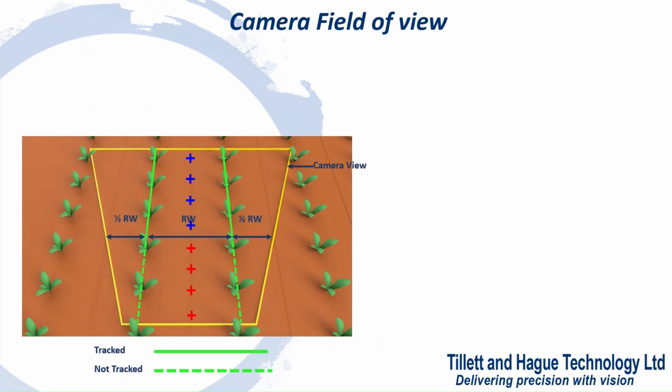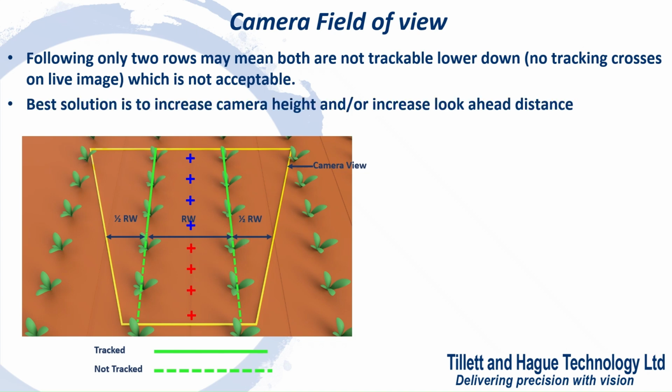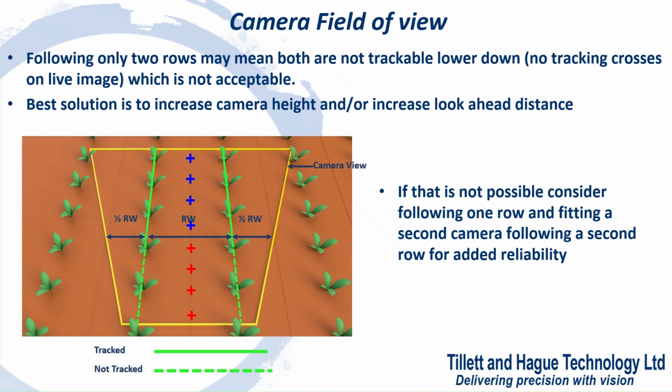In this situation, where you are attempting to follow only 2 rows and they cannot be tracked at the bottom of the image because they are too close to the edge, then this is not acceptable. The best solution is to increase camera height and/or increase look-ahead distance so that you can view a wider area. If that is not possible, you may have to consider following 1 row and fitting a second camera following a second row for added reliability.